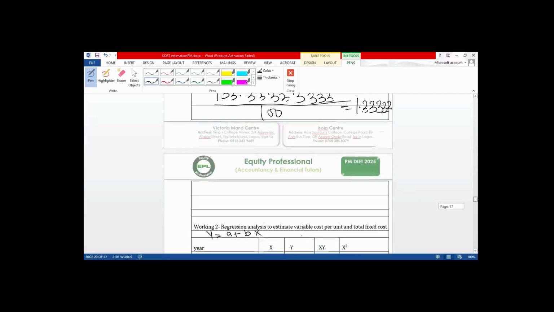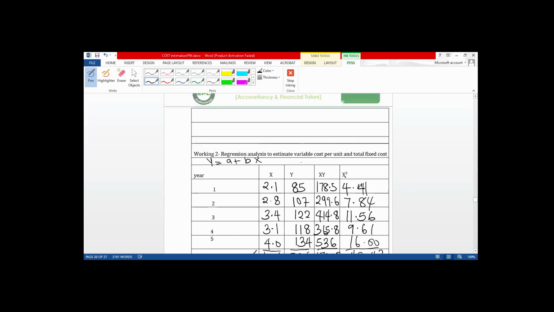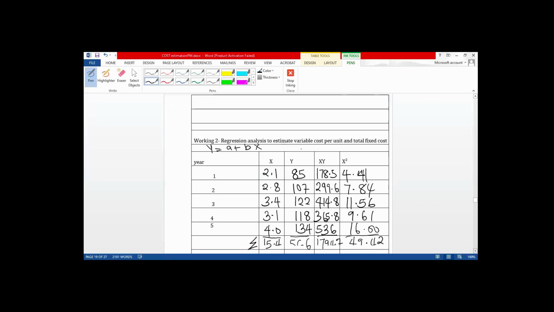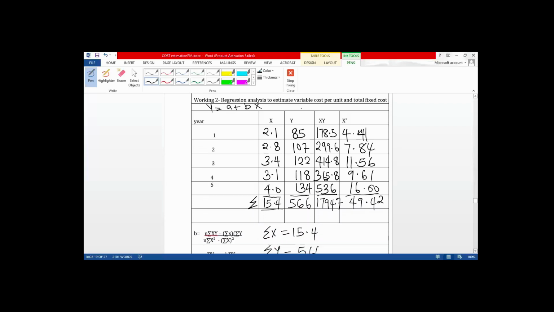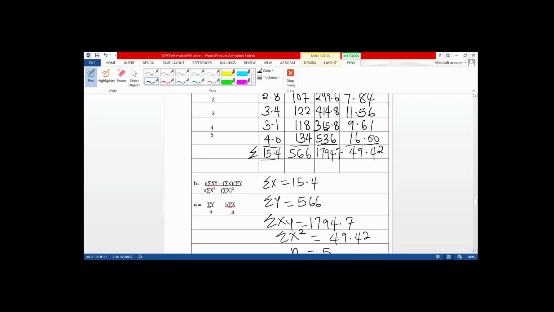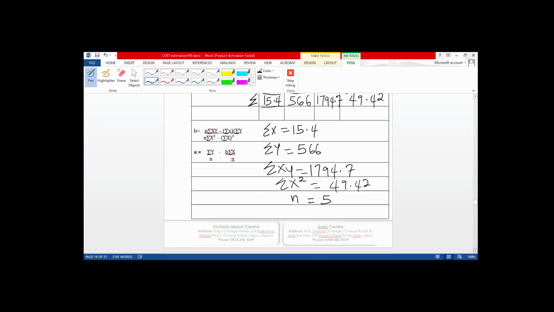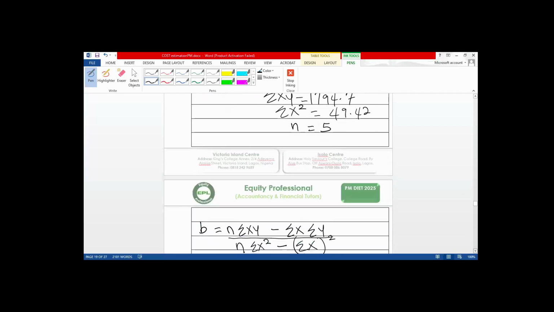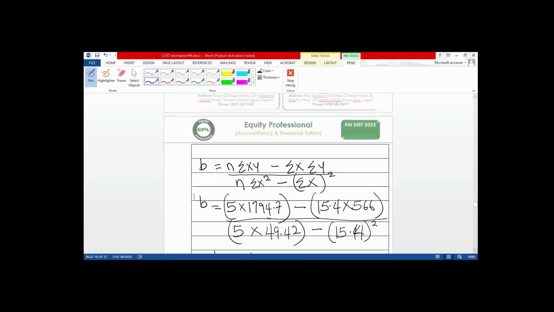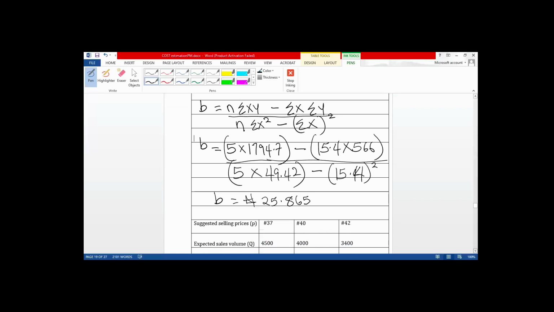So Shekoni, look at it. This figure here is s square, summation x square. When you sum up this figure, we have put square here before. That's how the formula is used. The correct answer is 25.865. That is your variable cost per unit.